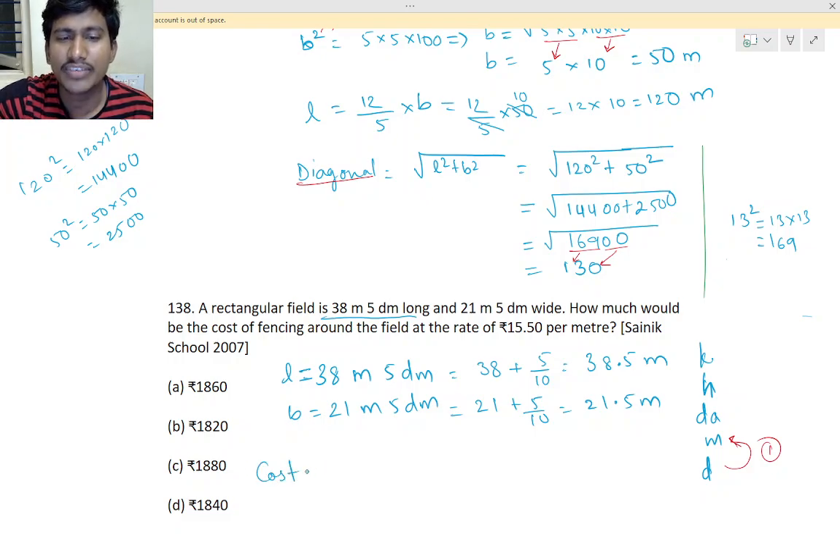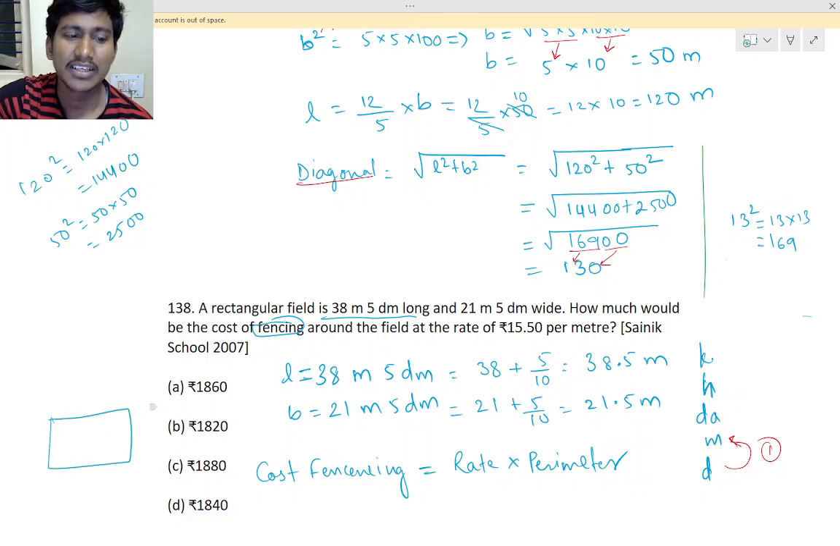We know cost of fencing. They are asking cost of fencing. Where do we do fencing? Fencing we do on perimeter. So rate into perimeter, because we fence the perimeter.